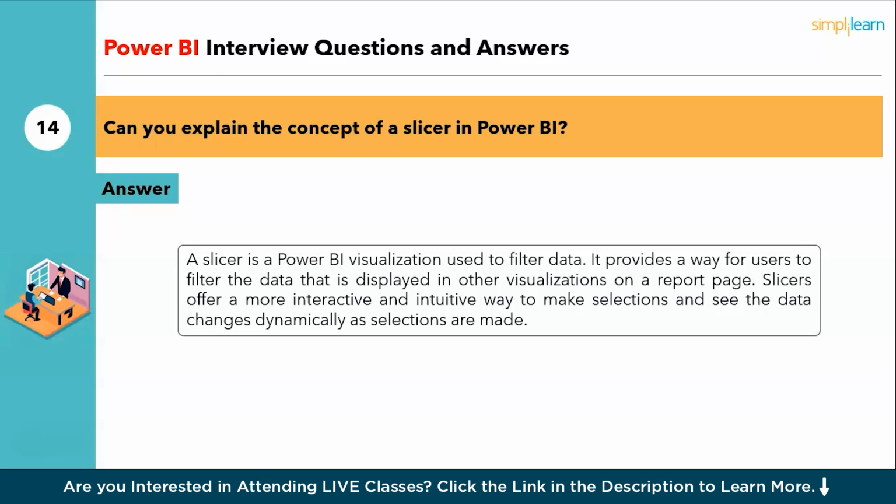It provides a way for users to filter the data that is displayed in other visualizations on a report page. Slicers offer a more interactive and intuitive way to make selections and see the data change dynamically as selections are made. Let's say you have class 10, class 9, class 8 and you want to just check the results of class 8. You just select the option of class 8 on the slicer and you have the report. So that's how it basically works.